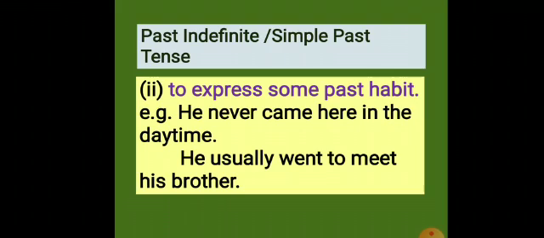And next, we use past indefinite tense to express some past habit. It means that action was the habit of some person in the past, but now it is not his habit. He never came here in the daytime, and he usually went to meet his brother. It means it was his habit to go to meet his brother, but now he does not go.